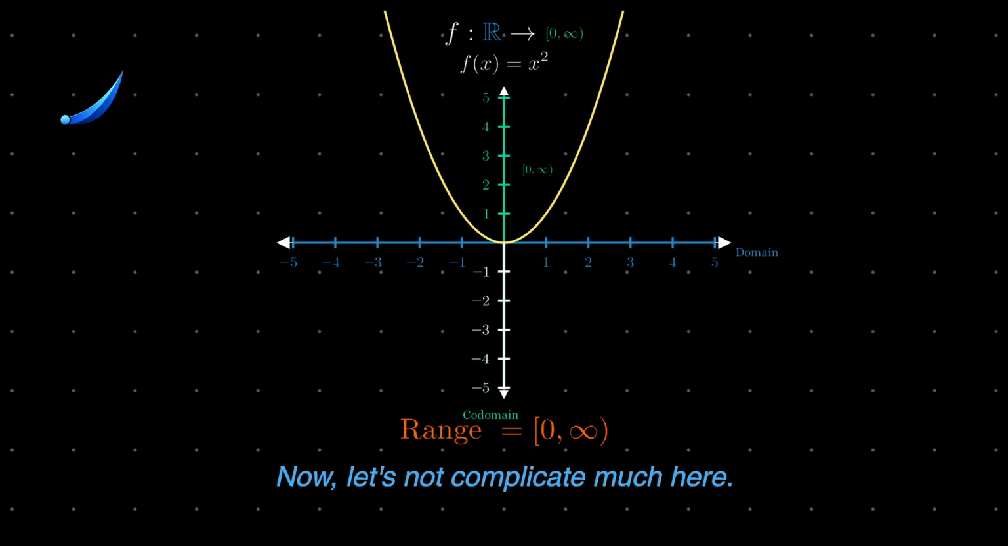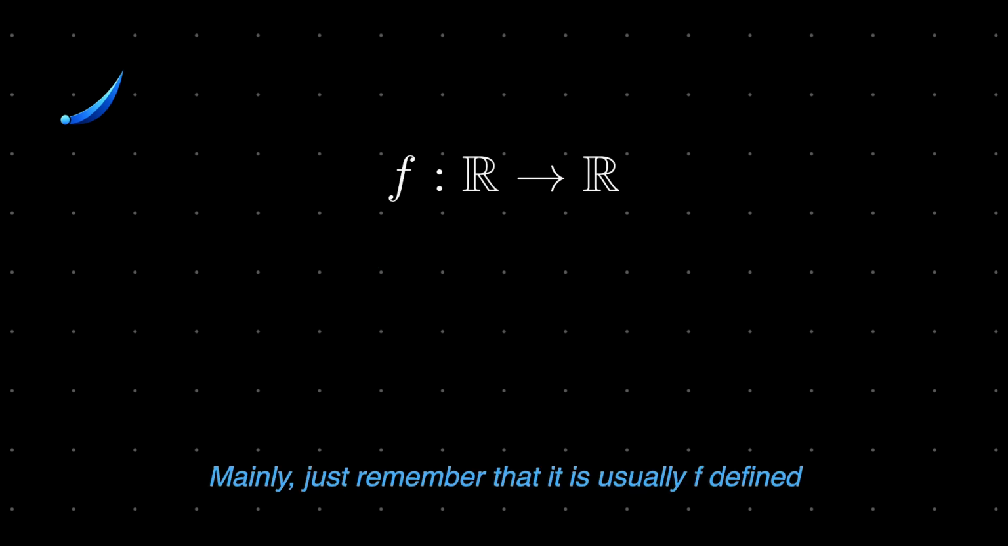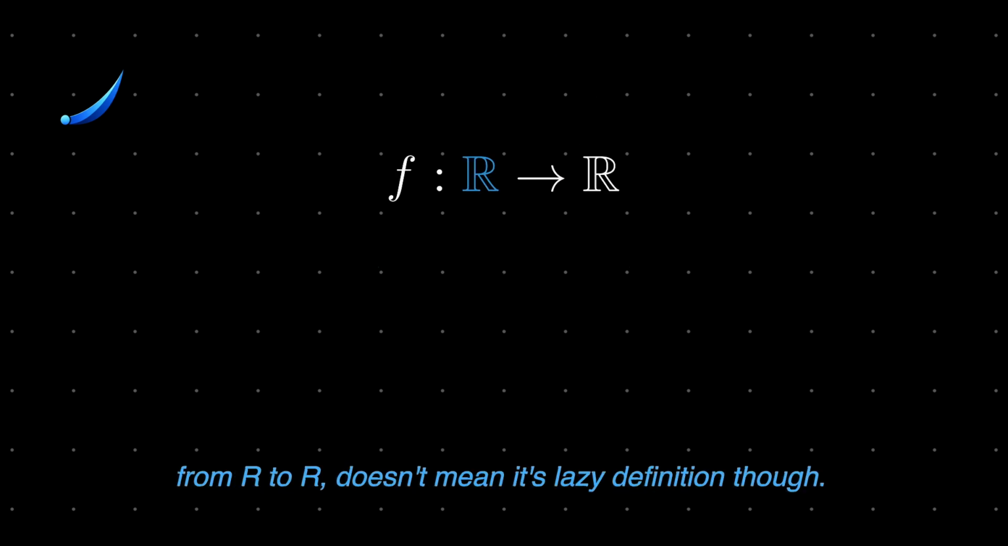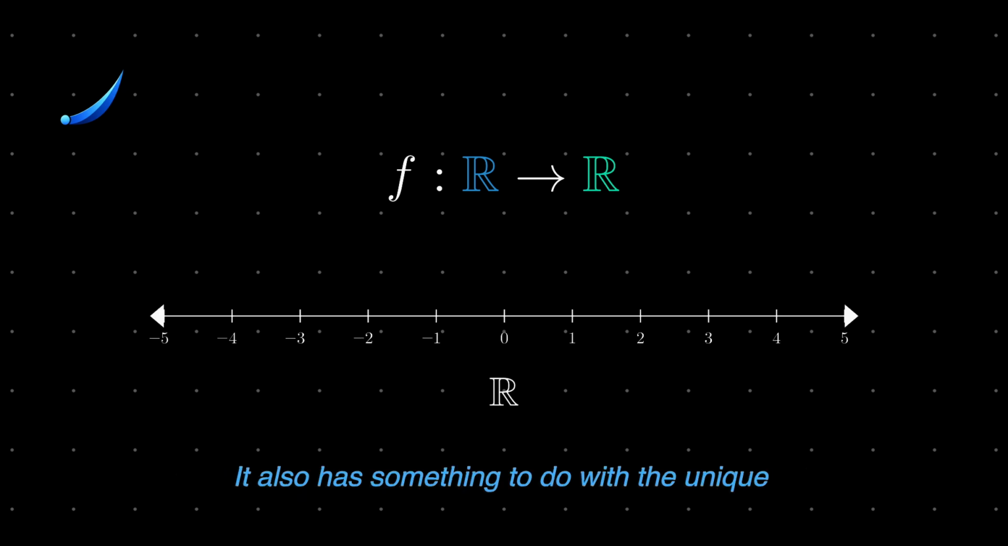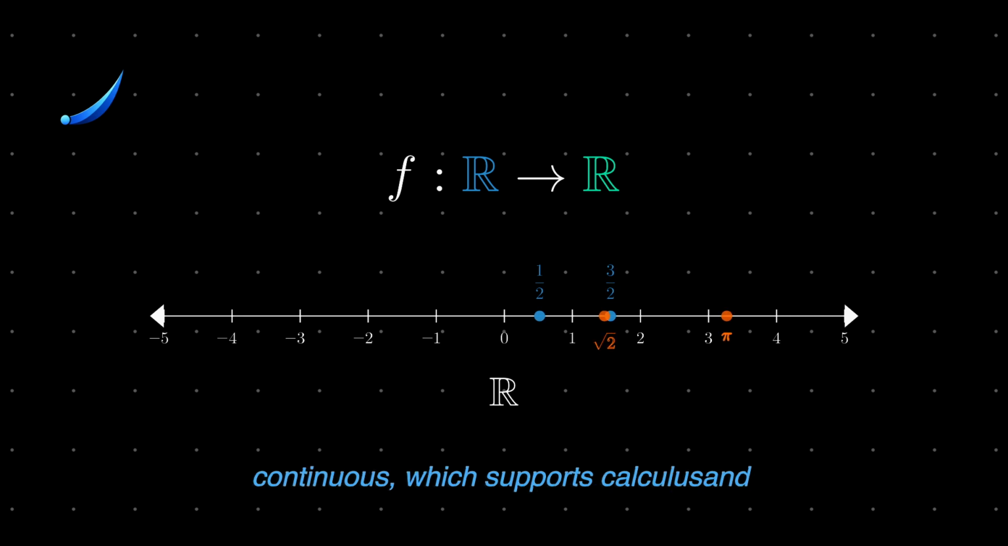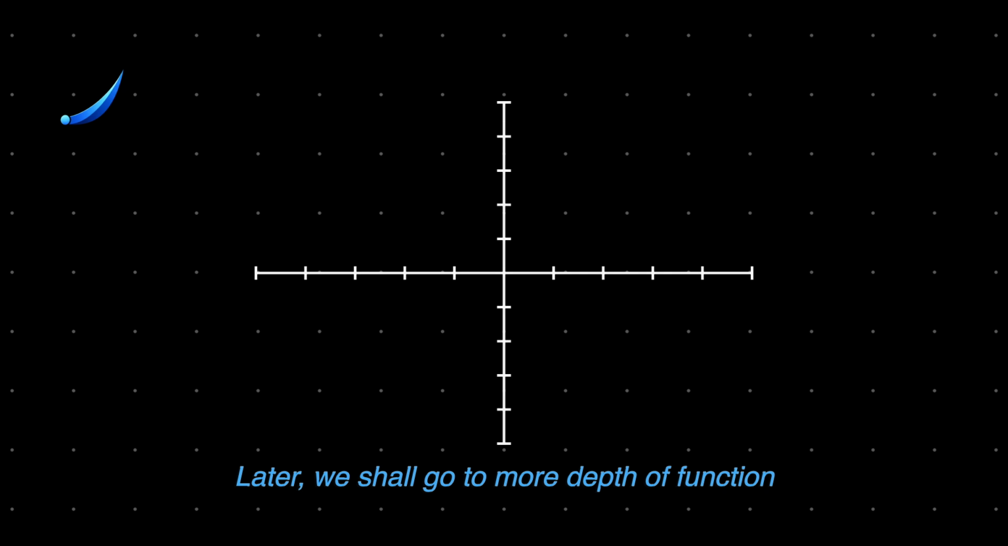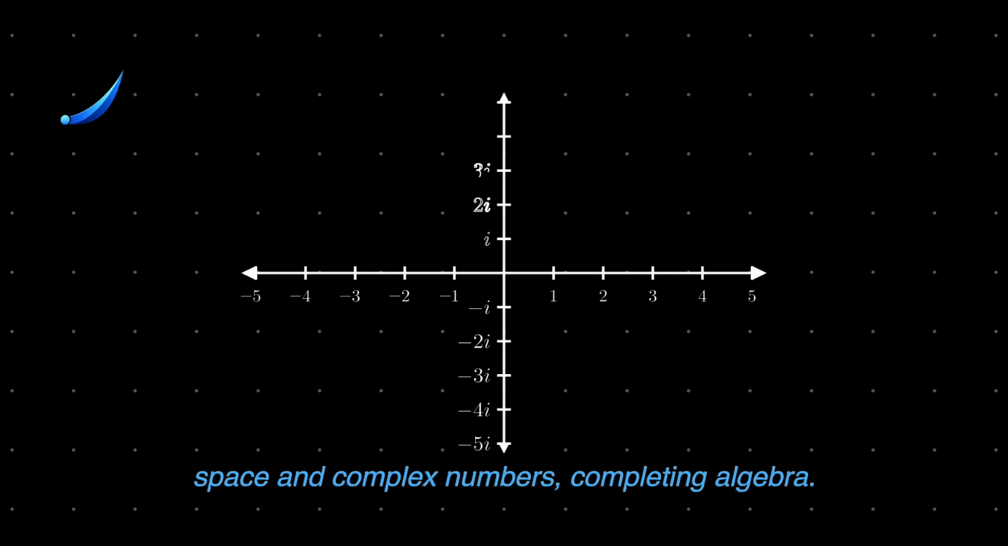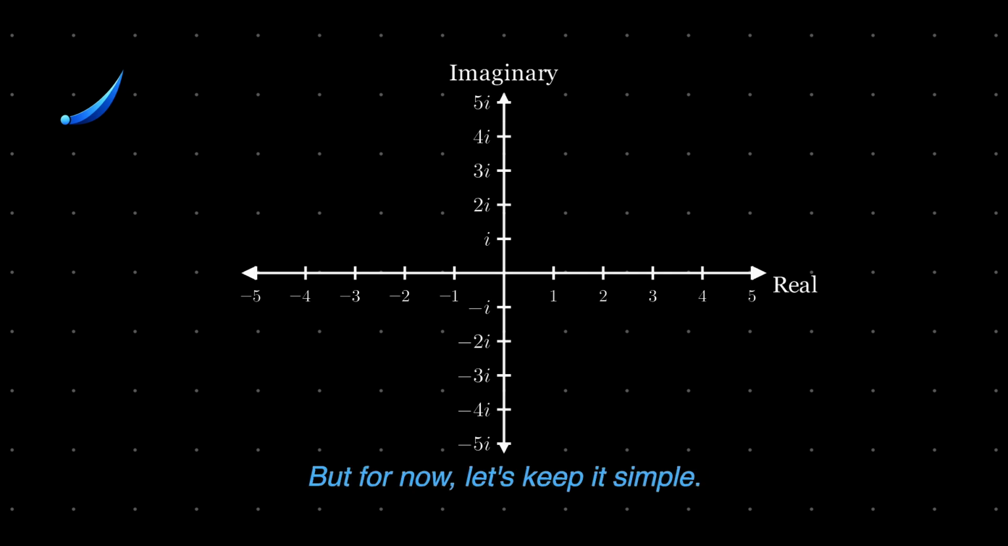Now let's not complicate much here. Mainly just remember that it is usually f defined from R to R. Doesn't mean it's a lazy definition though. It also has something to do with the unique properties of real numbers, being continuous, which supports calculus and algebra to function together neatly. Often we choose R to R because it is convenient and standard, especially for calculus. Later, we shall go into more depth on function spaces and complex numbers, completing algebra. But for now, let's keep it simple.